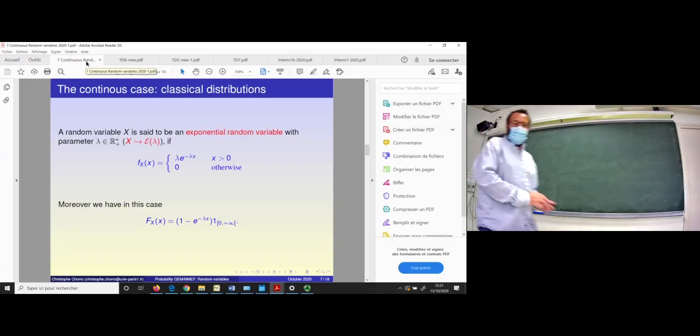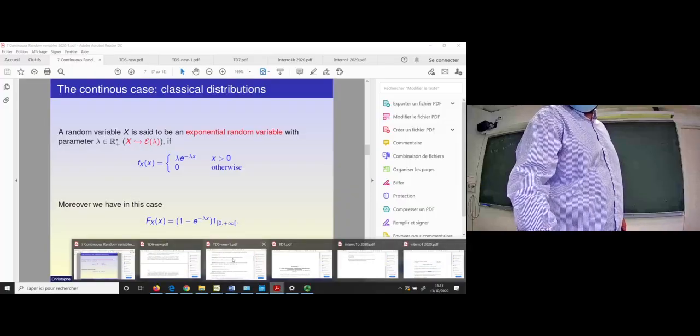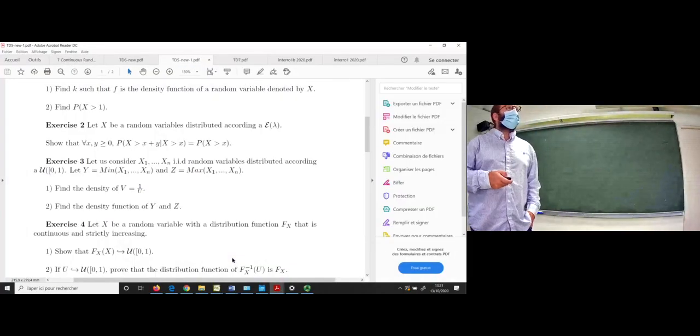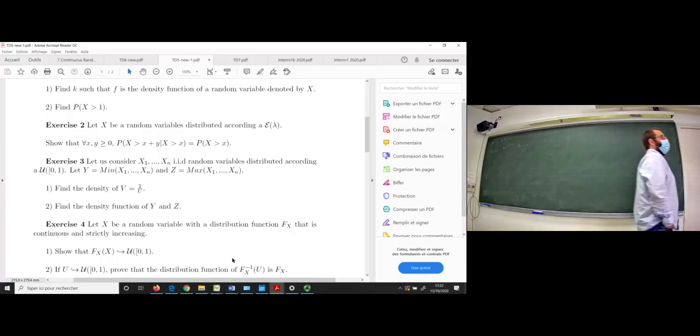Now I am interested in proving that the equality of exercise 2 holds. That is this one, for x and y that are positive. Any ideas? I repeat, it's exactly the same way we have done the job for the geometric. Exactly.